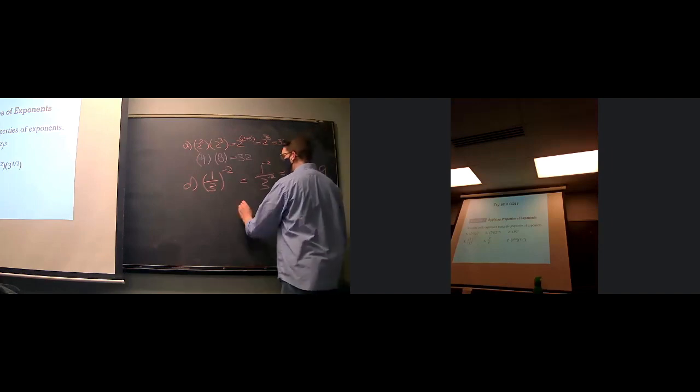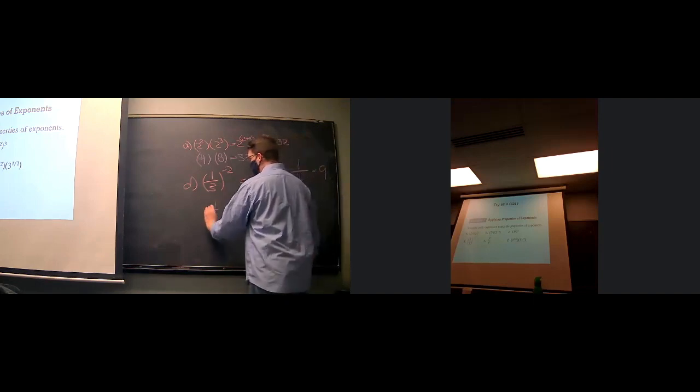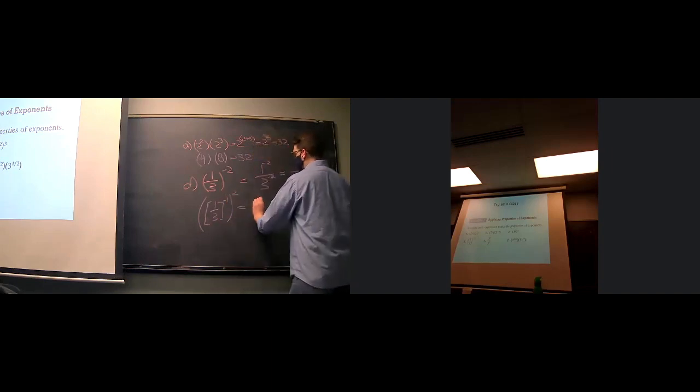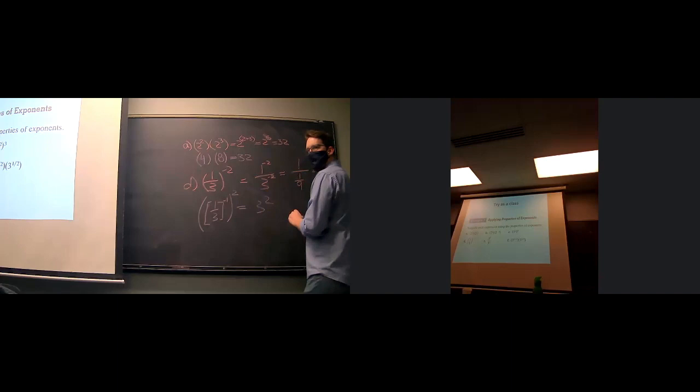In other words, another way we could have done this, we could have applied the negative power first and treated it like a reciprocal, in which case then we would have had 3 to the second or 9. So we can mix and match the order these rules are applied in.